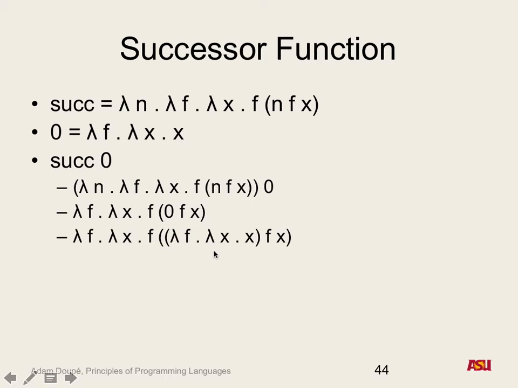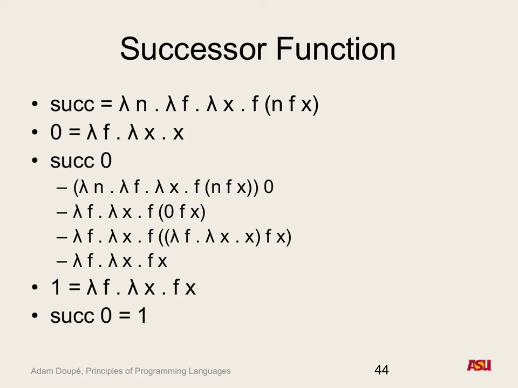So we have lambda f dot lambda x dot x, right? And so we're going to substitute inside here all free f's with f. There's no free f's in there. That's going to go away. And then we will substitute this x for this x. And so we'll get lambda f dot lambda x dot f x. Which is what? 1. This is exactly what we wanted. And so we've just shown that the successor of 0 is 1.